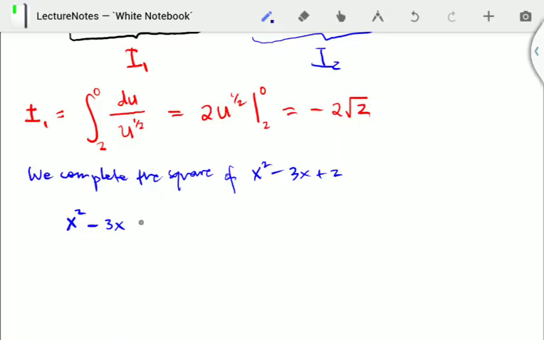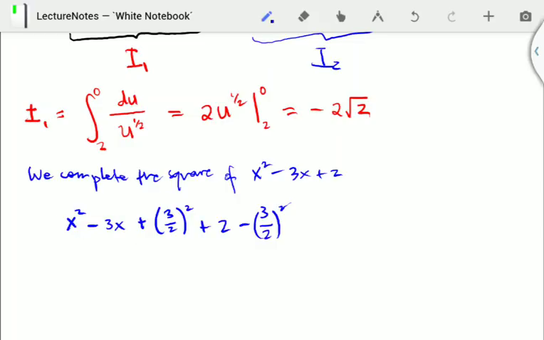So this will give you plus (3/2) squared, and then you have plus 2. But since you added this term, you need to subtract it out again over here. Okay? (3/2) squared. So why do we do that? Because these first three terms right here, this is what you call completing the square.